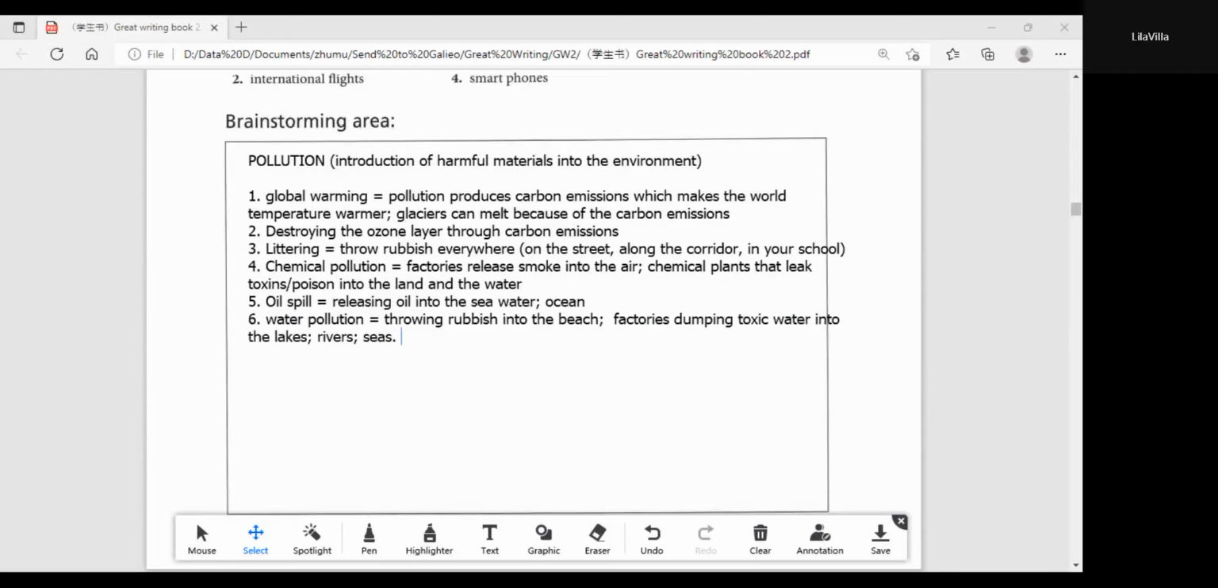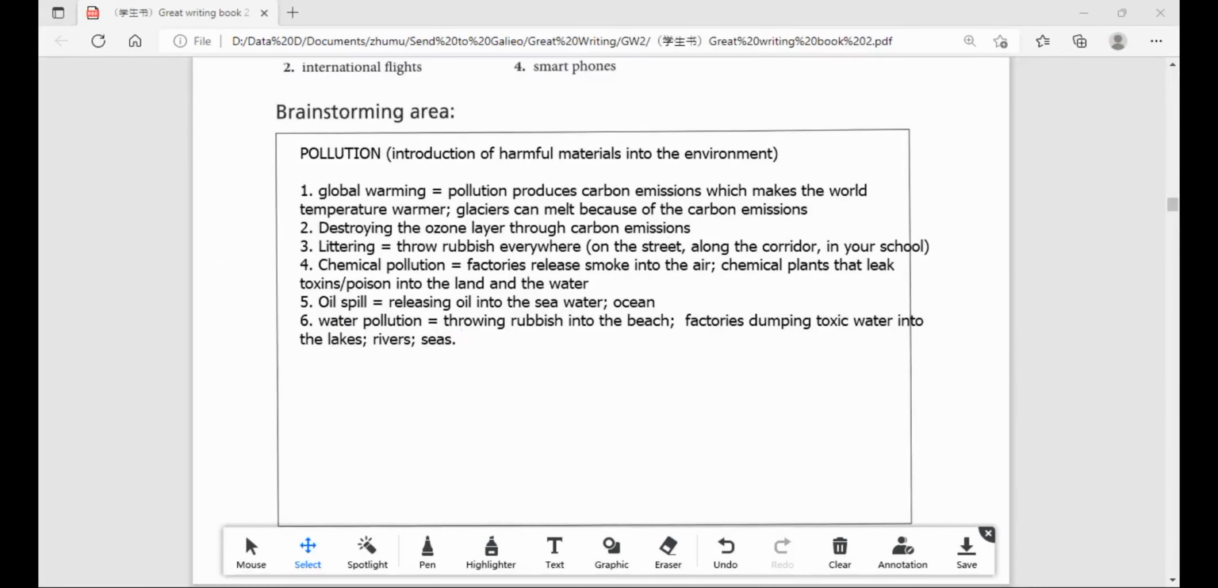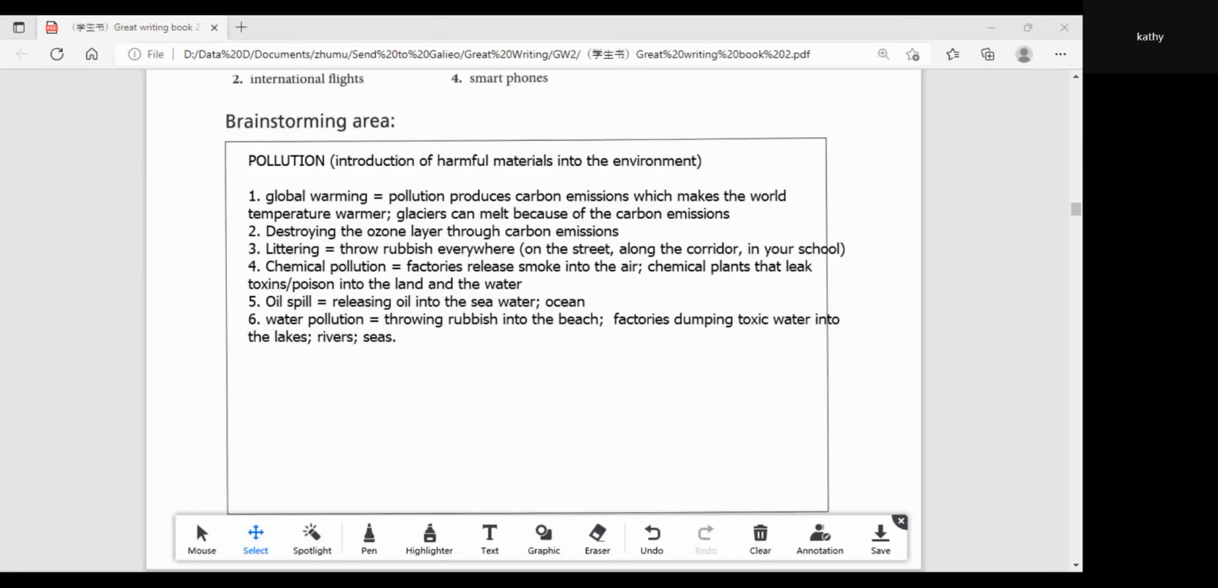What about people smoking in a public area? Great. Smokers smoking cigarettes, right? Yes, cigarettes in the public area. You're absolutely right.